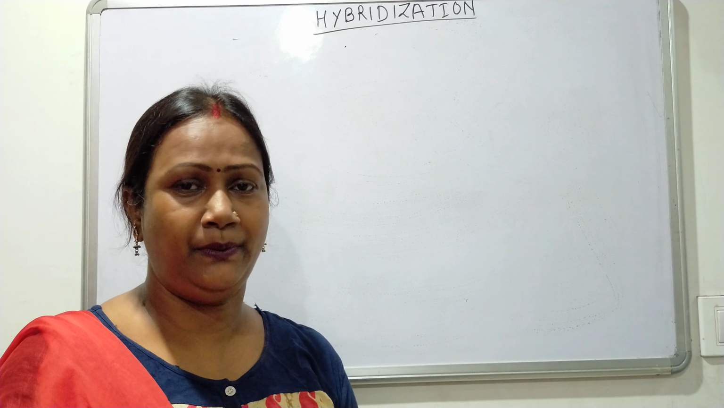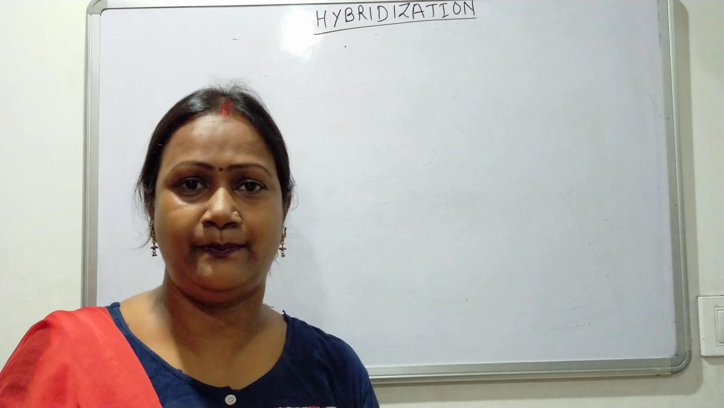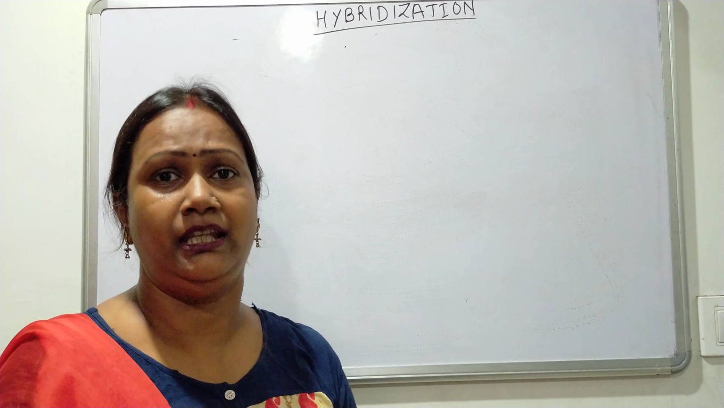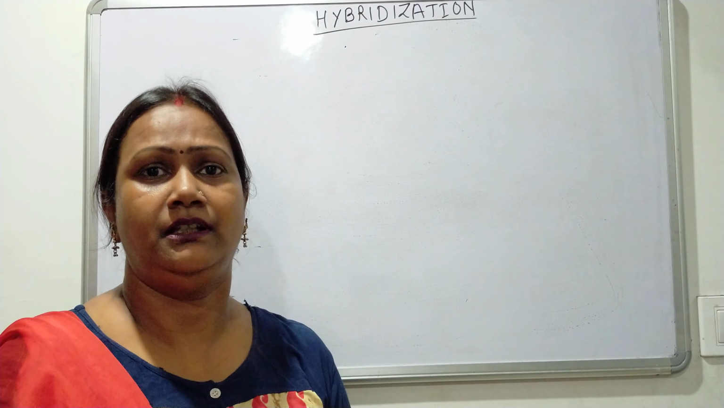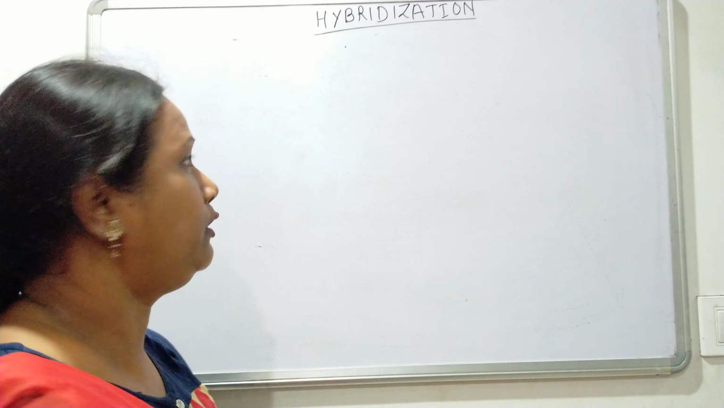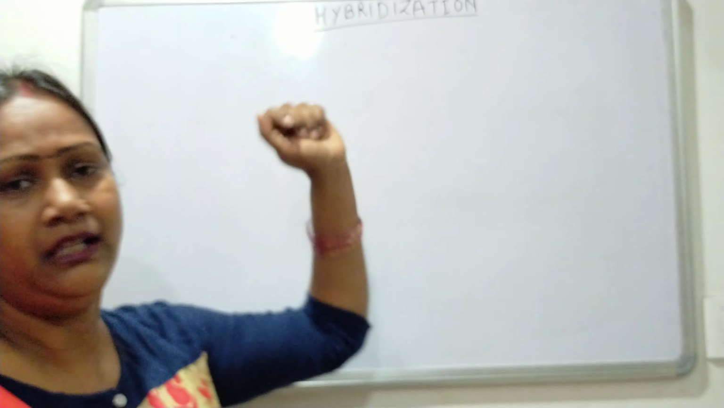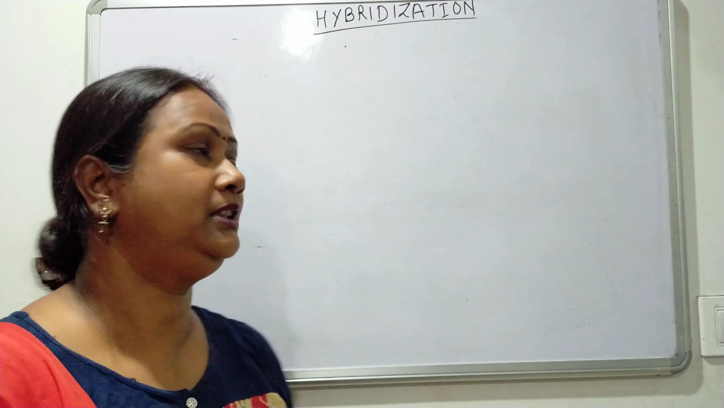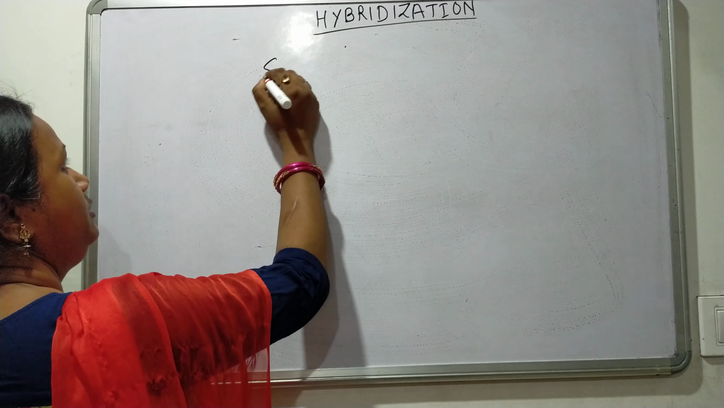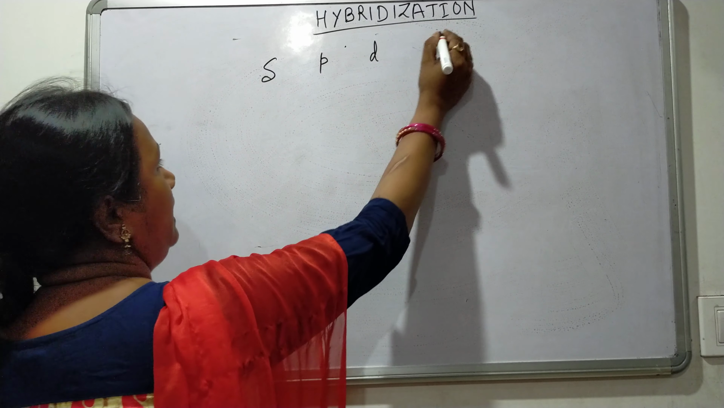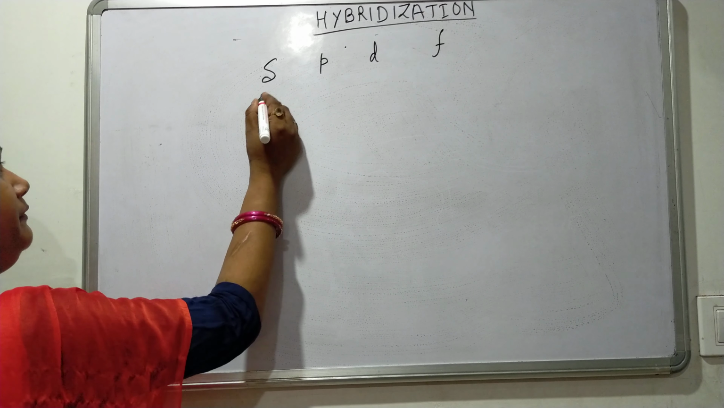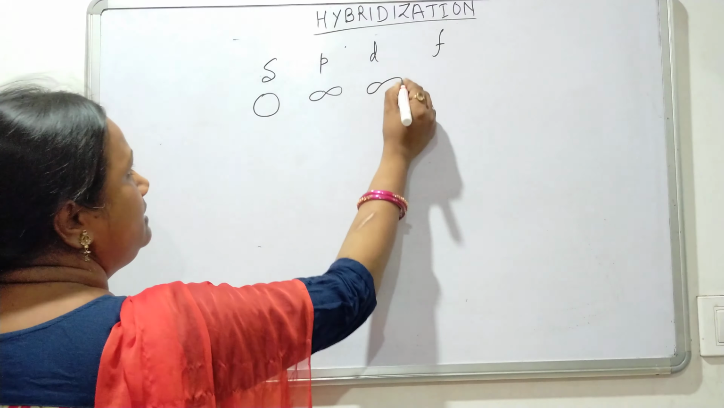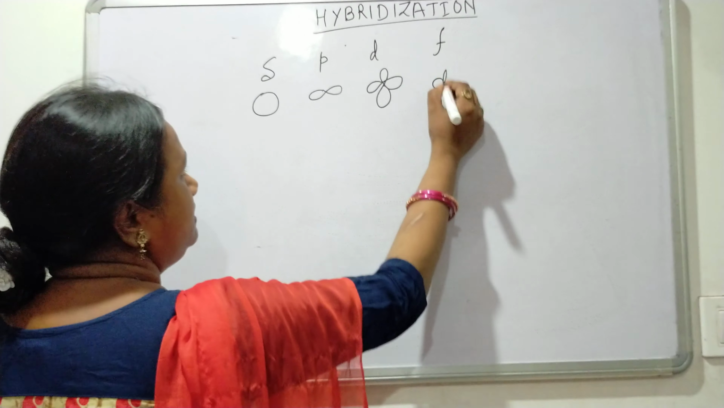In the previous topics, we have studied the VSEPR theory, ionic bonding, coordinate and covalent bonding. Different types of bonding you have already studied. This is the last topic, but it is a very important topic. In the second chapter, you studied the different types of orbitals: s, p, d and f. The shape of s orbital is spherical, p orbital is dumbbell, d is double dumbbell and f is diffused.